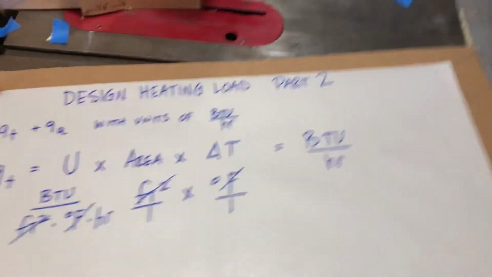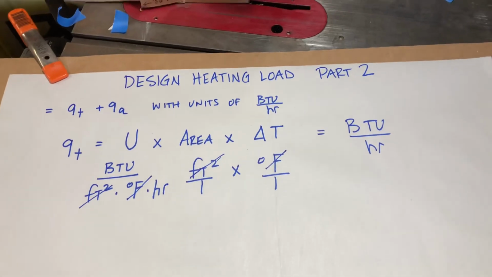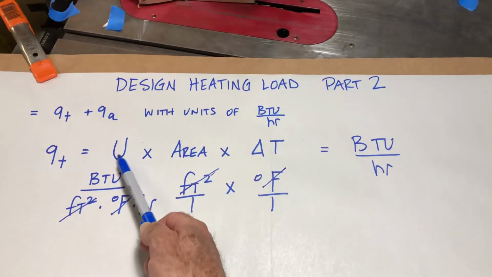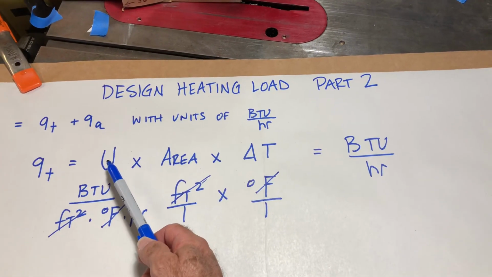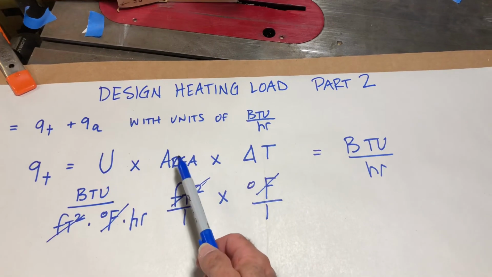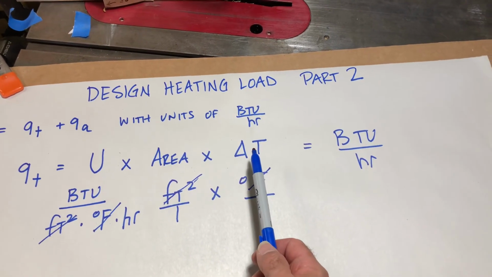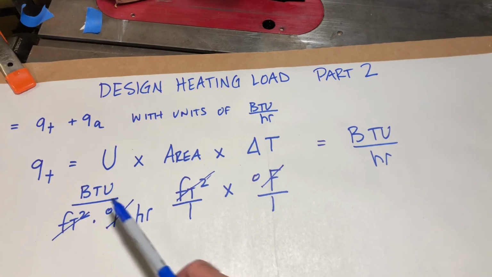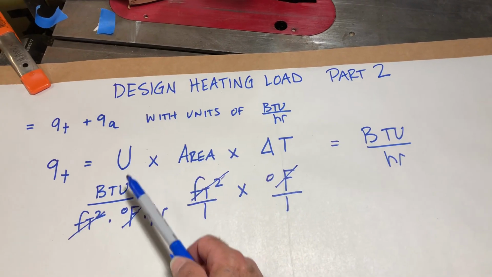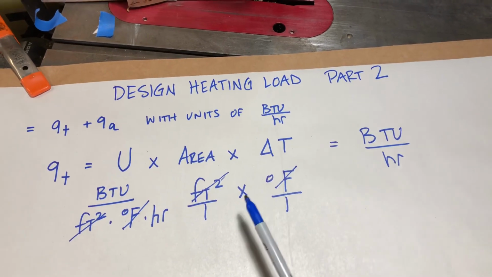This is how you need to be thinking of these equations. Even if you didn't know what this was, which you probably didn't at the start of this video, you know what area is and you know what delta T is. You could figure out what the units of U were just by doing dimensional analysis. Next, we'll look at QA and we'll do the same thing.